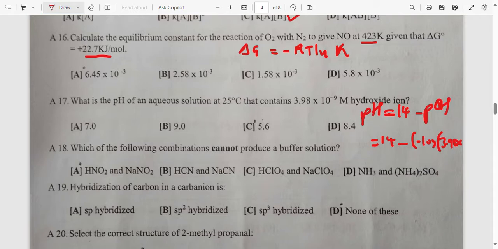What is that going to give us? Those with a calculator. Try again. Okay, let me try with my calculator.